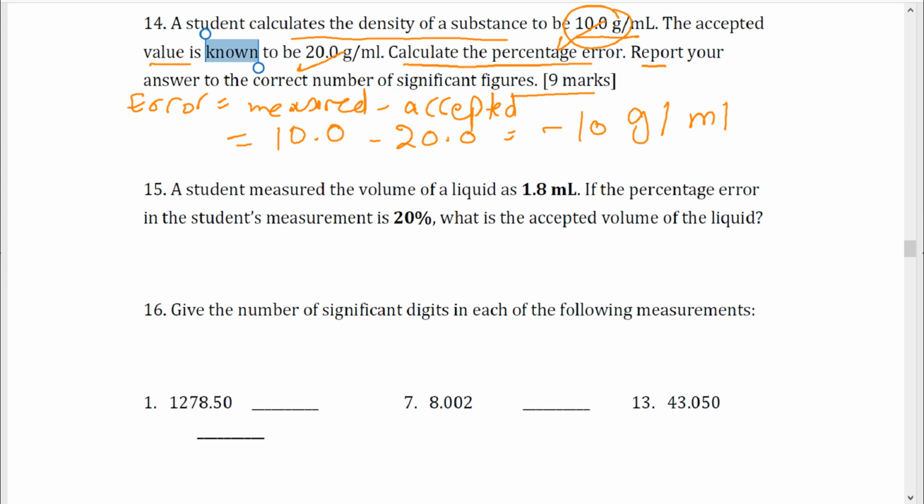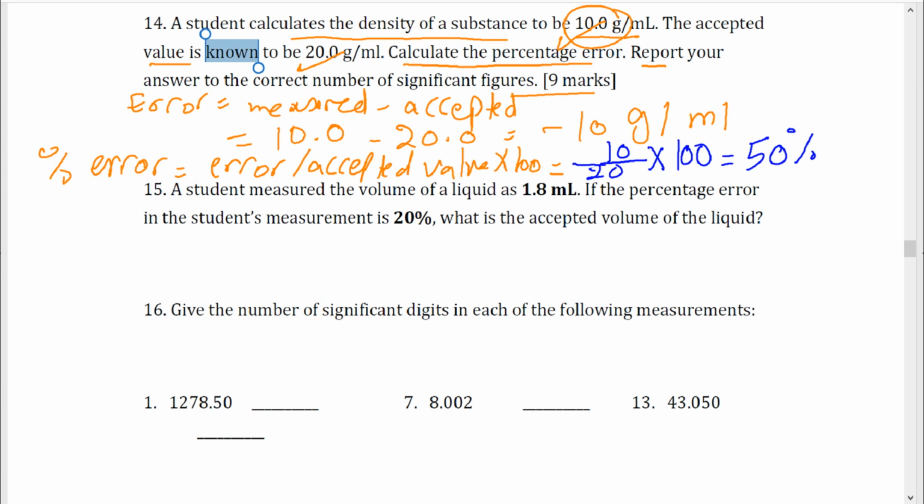After that, you need to calculate the percent error. Percent error equals the error divided by the accepted value multiplied by 100. If you do this operation, 10, the error, over the accepted value, 20, multiplied by 100, you divide by 2 and it equals 50, so the answer is 50%.